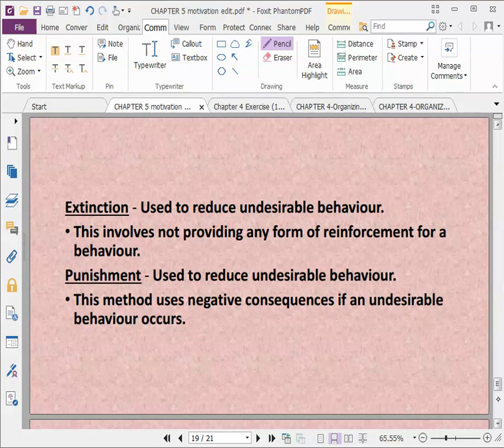So how about the punishment? Punishment is used to reduce undesirable behavior also. But these methods use negative consequences if an undesirable behavior occurs. Contoh punishment lah, kalau tak datang kerja, saya akan tolak gaji. That is the punishment, balasan yang akan dapat kalau tak datang kerja tanpa sebab. Kalau tak datang kelas tanpa sebab, saya akan tolak 5 markah contoh. That is the punishment.